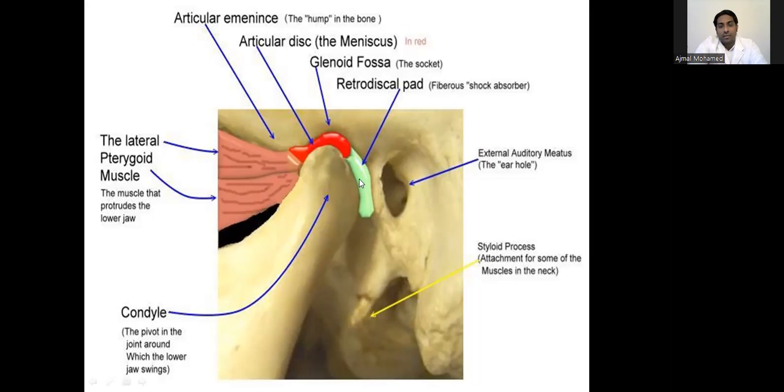On one side, it has the retrodiscal pad. This retrodiscal pad acts as a shock absorber for the TMJ. So whenever there is an excessive occlusal force, or when you bite hard food substances, the excessive force on the joints will be absorbed by this retrodiscal pad. So this is called the shock absorber of the TMJ. The next portion of the disc contains the meniscus, or the articular disc.